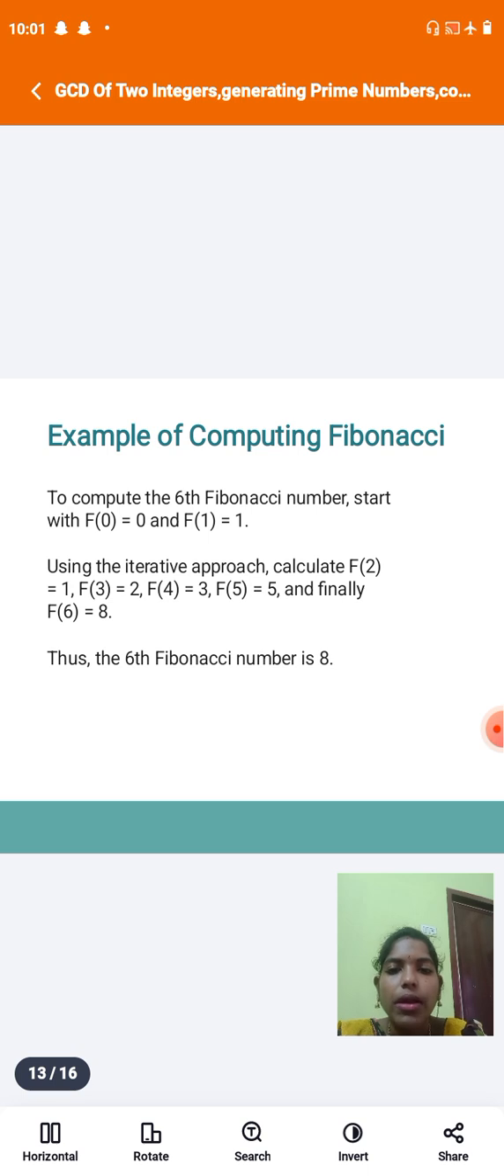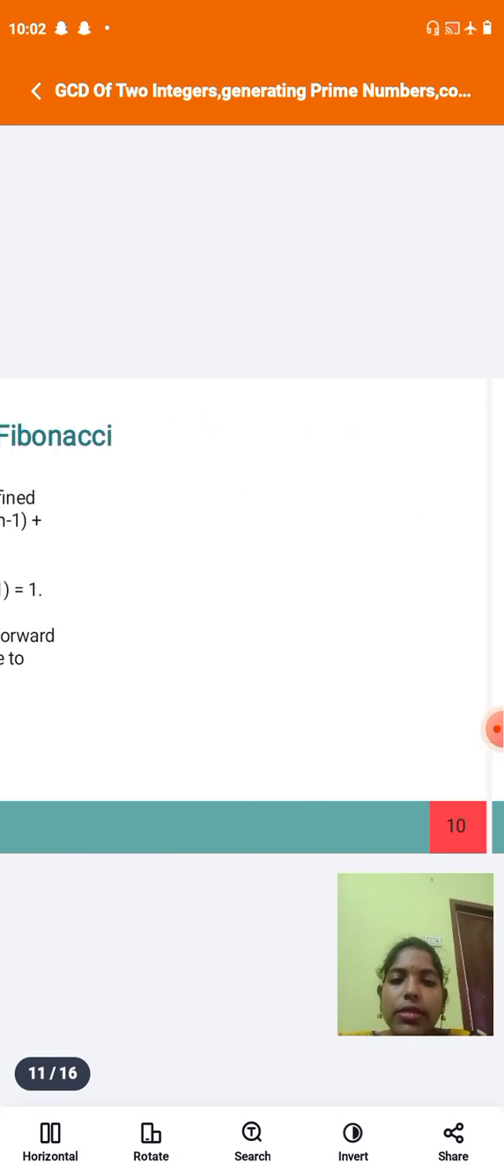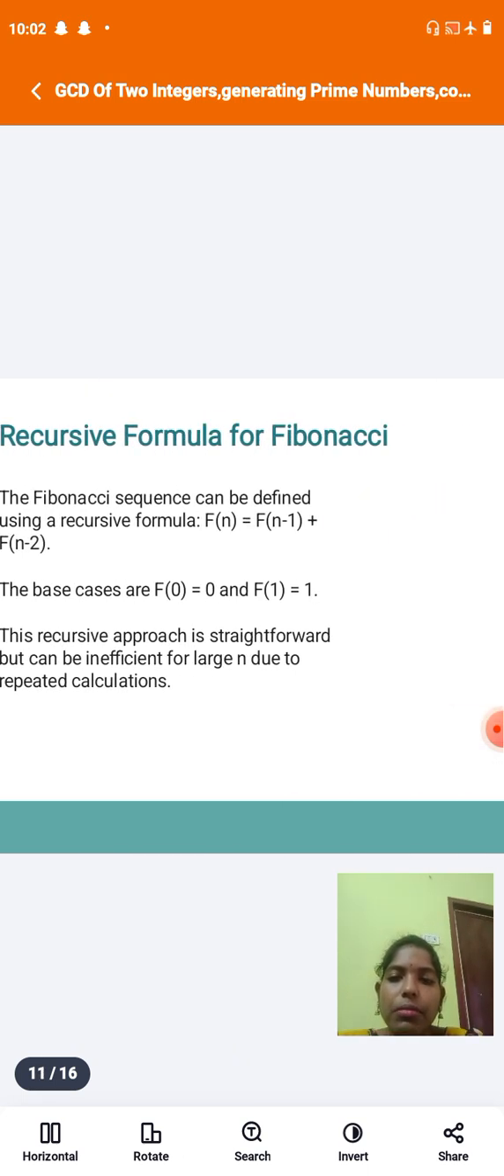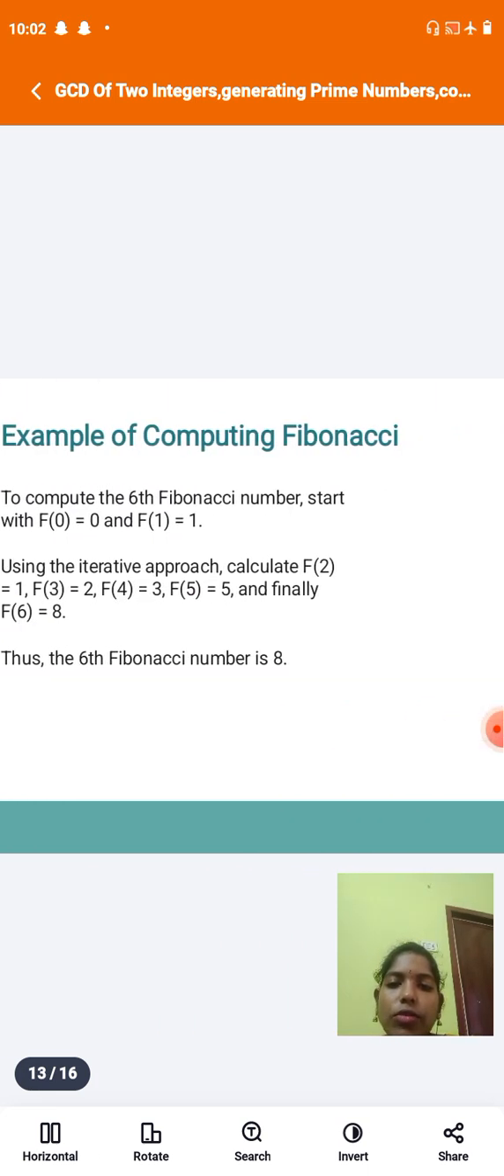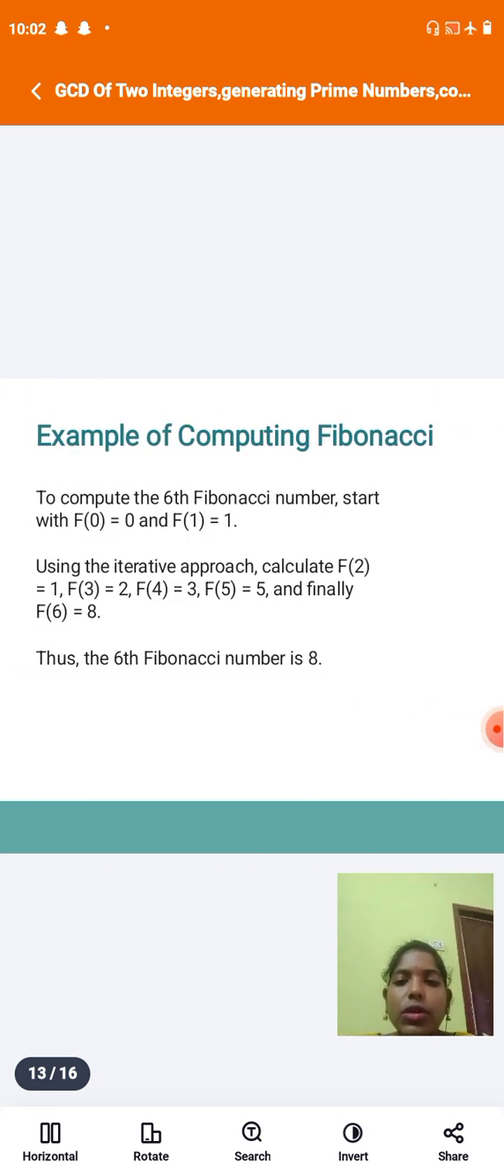Using this Fibonacci formula, an example of computing Fibonacci: compute the 6th Fibonacci number, starting with f of 0 equals 0 and f of 1 equals 1. Using the iterative approach, we calculate f of 2 equals 1, f of 3 equals 2, and finally f of 6 equals 8. As discussed before, we apply the formula f of n equals f of n minus 1 plus f of n minus 2. So here we get f of 6 equals 8.